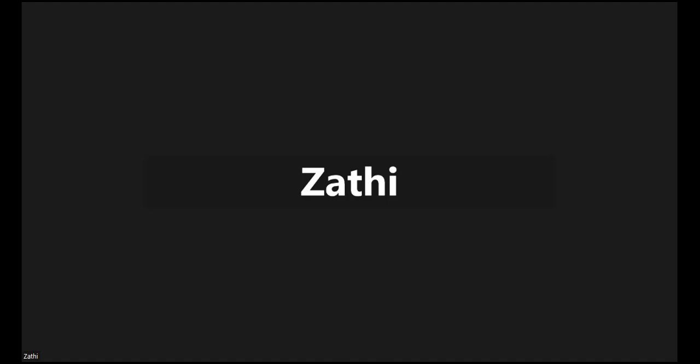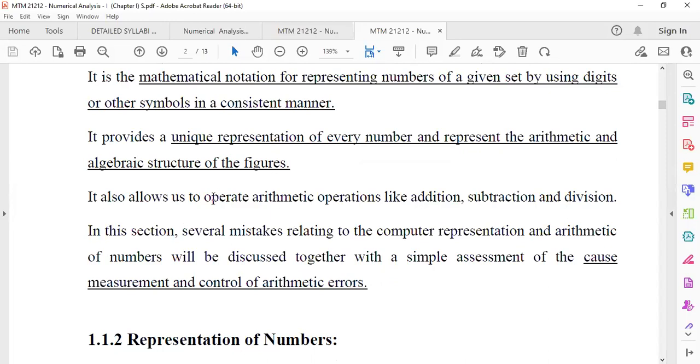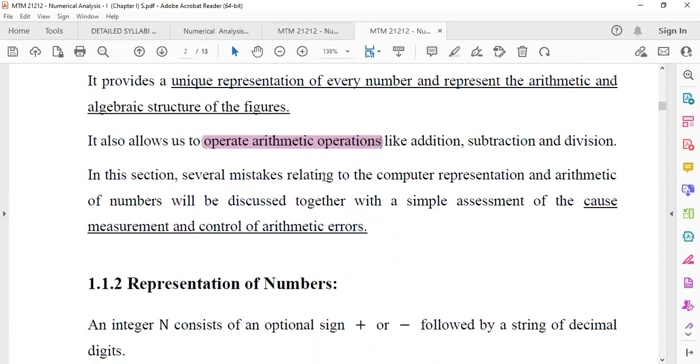Let me continue the notes. Here it also allows us to operate arithmetic operations like addition, subtraction, and division. In this section, from our earlier knowledge, several mistakes relating to the computer representation and arithmetic of numbers will be discussed today. So we're going to study how we can represent the number system as well as the errors that come when we do computer representations.